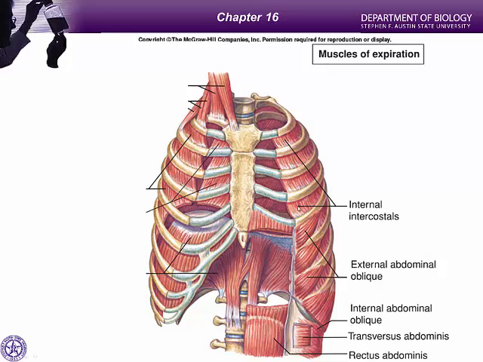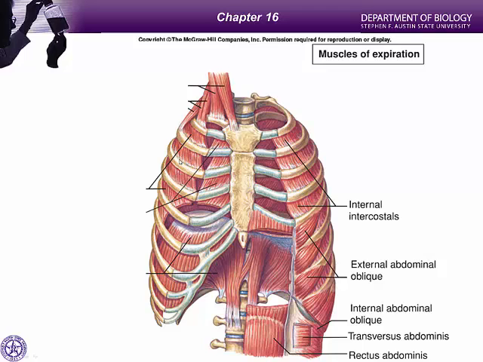Here we see our internal intercostals. These are on the inside. A lot of times in your anatomy textbooks, you'll see that for the external intercostals, there'll be a window cut to remove portions of the external intercostals so you can see the internals underneath.